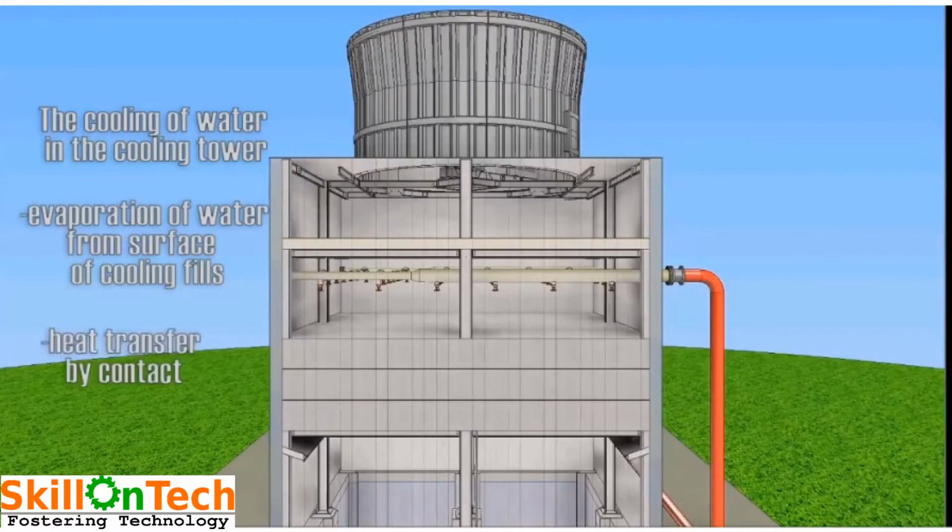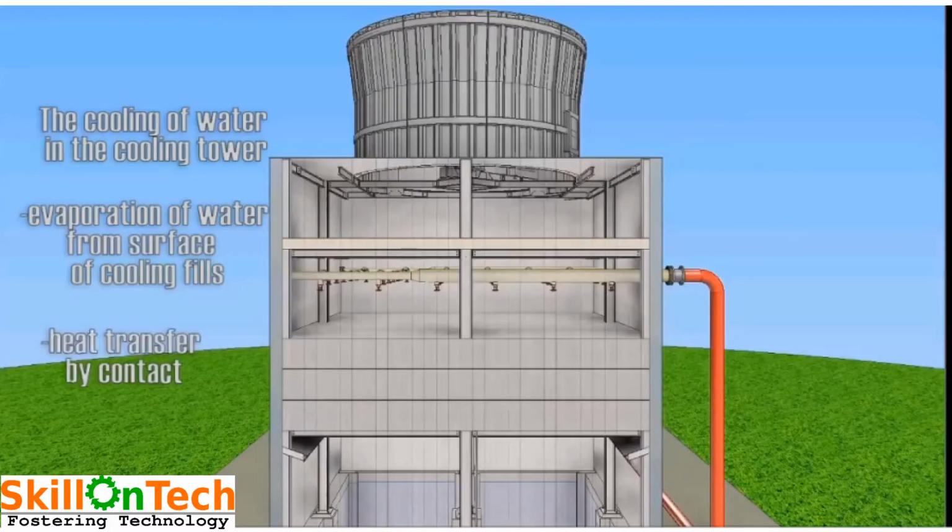You can see in this picture, this is a PVC fill section where PVC fills are provided, and this is a distribution header which is connected to the return header, and in this distribution header nozzles are provided for spraying water over the PVC fills. The entire cooling tower is erected on FRP columns.